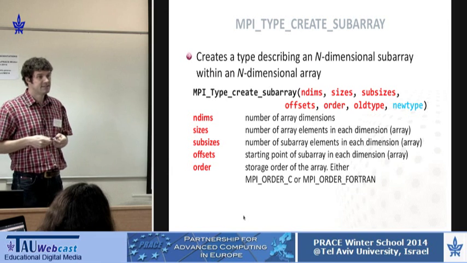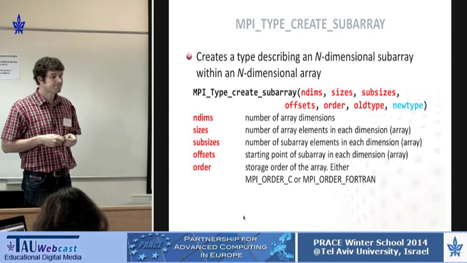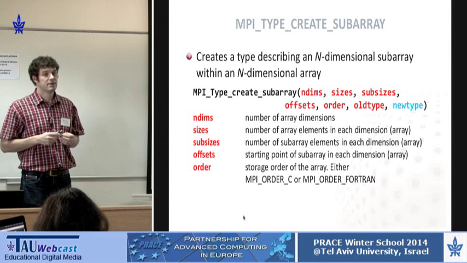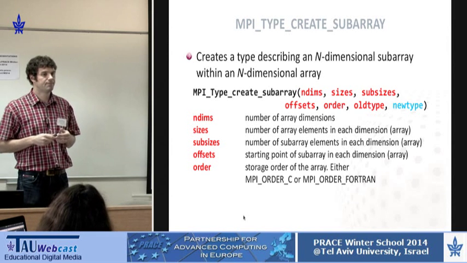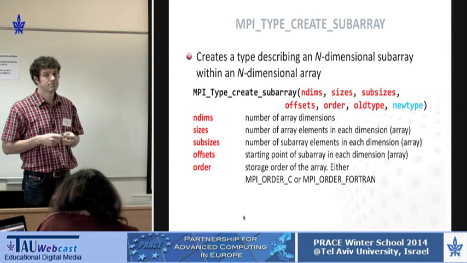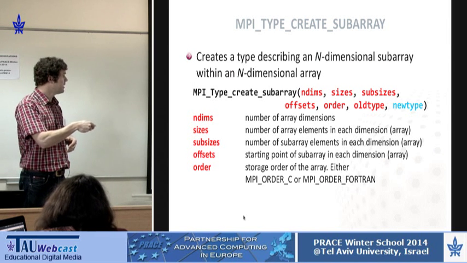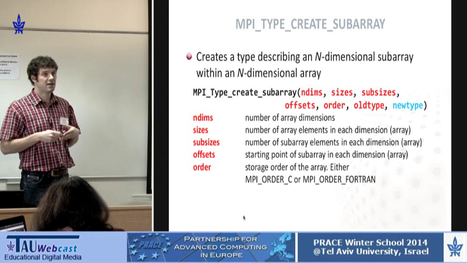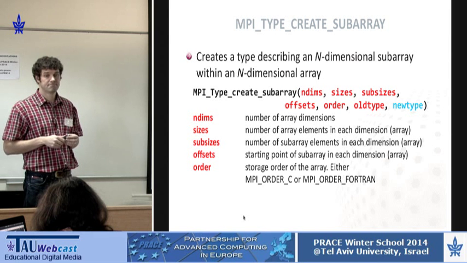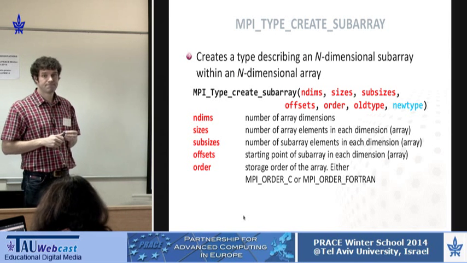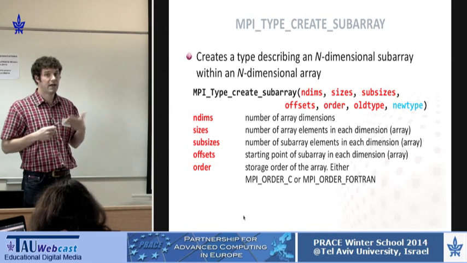Offsets tell us the starting point of the subarray. If we would like to send the most left upper block of the 4 by 4 matrix, this would be 0 and 0. But if we would like to, for example, start from the second column, second row, and take 2 by 2 subblocks starting from there, this would be 1 and 1.